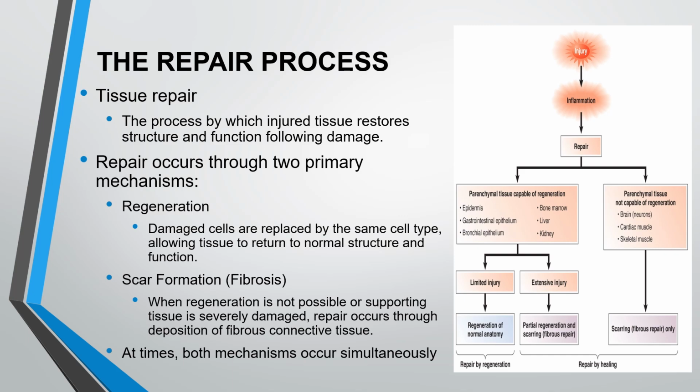This happens when regeneration isn't possible, either because the tissue can't regenerate or the damage was too extensive. Instead of original tissue, the body lays down fibrous connective tissue. Regeneration and fibrosis often happen together, not separately. So yes, real life is messy and pathology reflects that.